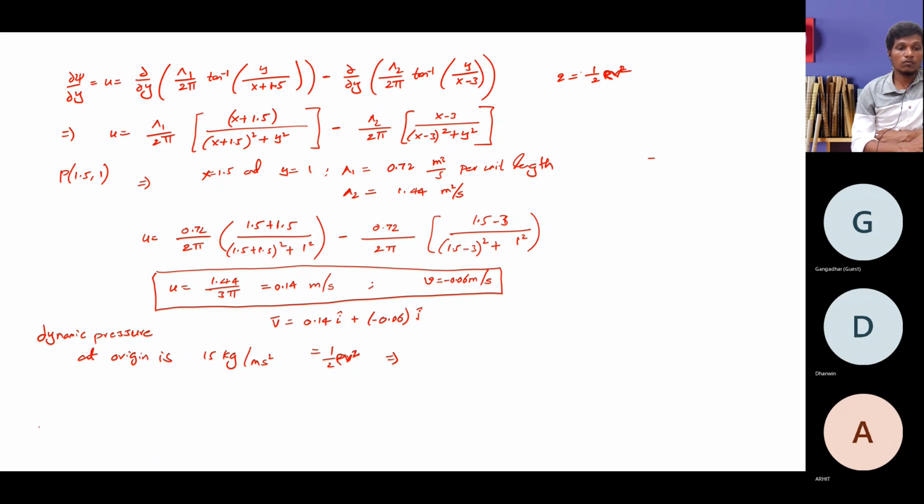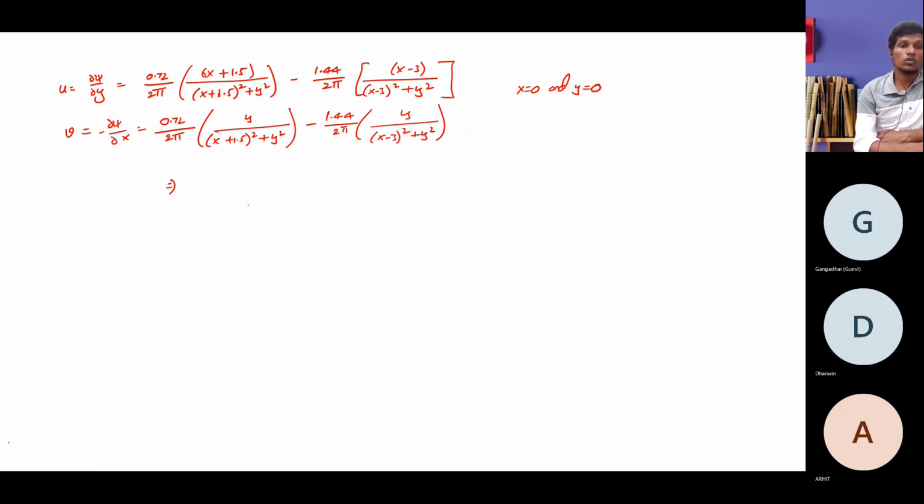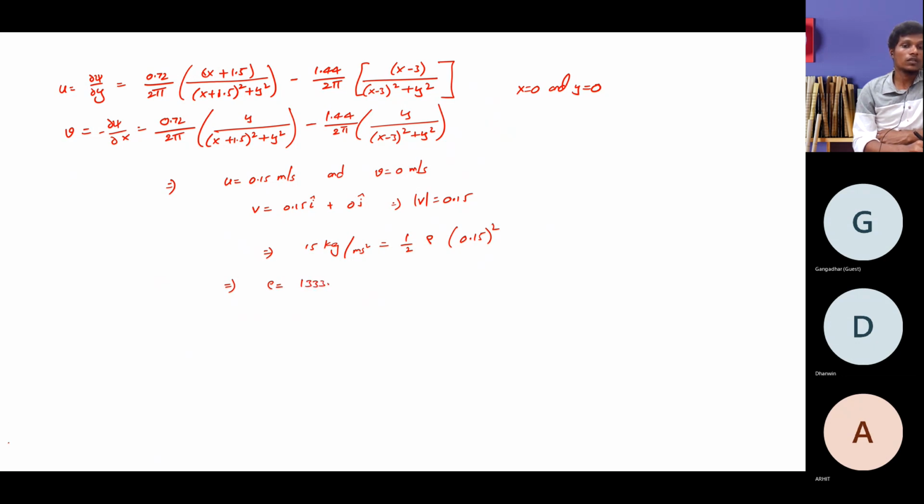Sorry for that. And if you do the same process, if you substitute x equals 0 and y equals 0, I just substituted those values in reverse, but here you will get u equals 0.15 meters per second and v equals 0 meters per second. Since this is the velocity at the origin, your velocity vector is 0.15 i cap plus 0 j cap, and your modulus of velocity is 0.15. The dynamic pressure at this point is 15 kg per meter second square, equal to half density times modulus of v square, that is 0.15 square. Now calculate the density from this. You will get rho equal to 1333.34 kg per meter cube. This is the density value that you will get.